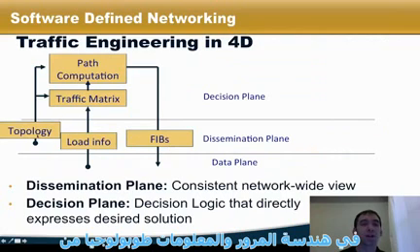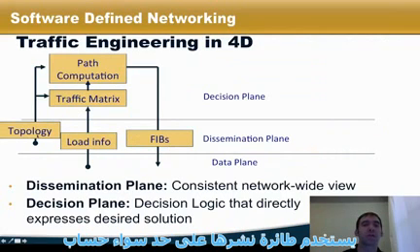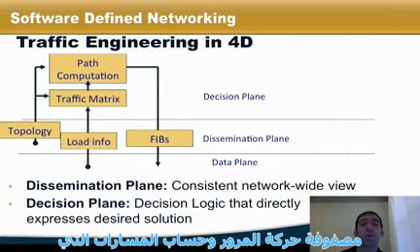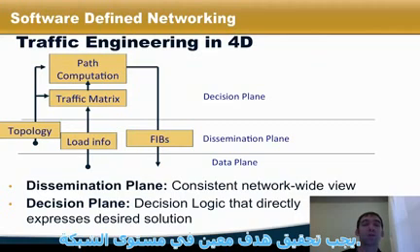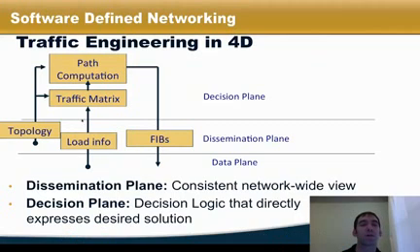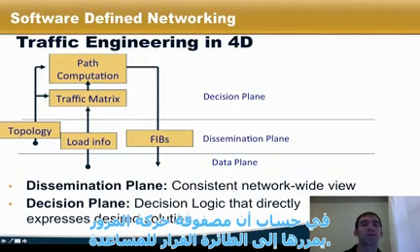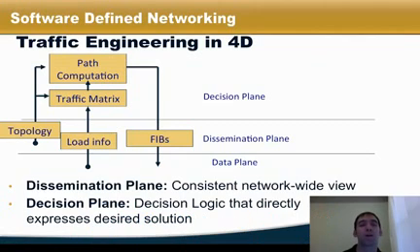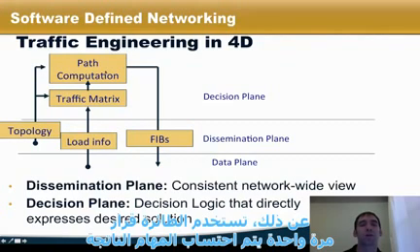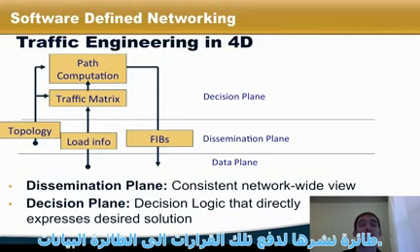In traffic engineering, topology information from the dissemination plane is used to both compute the traffic matrix and to compute the paths that should achieve a particular network-level objective. Traffic engineering also takes traffic load information from the data plane and passes it to the decision plane for help in computing that traffic matrix. Once the resulting paths are computed, the decision plane uses the dissemination plane to push those decisions back to the data plane.